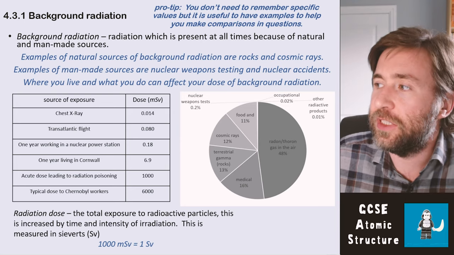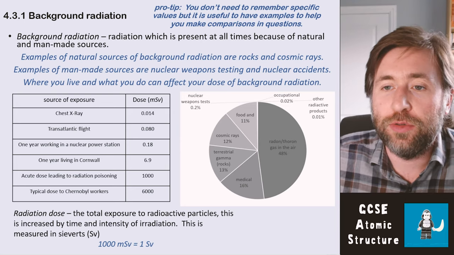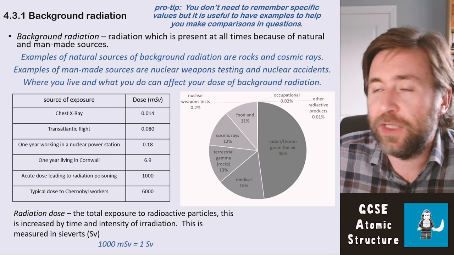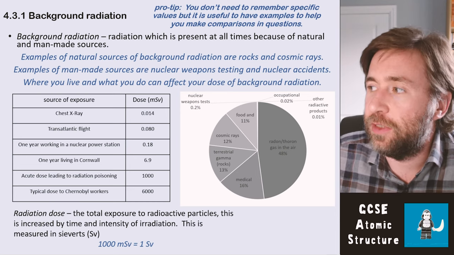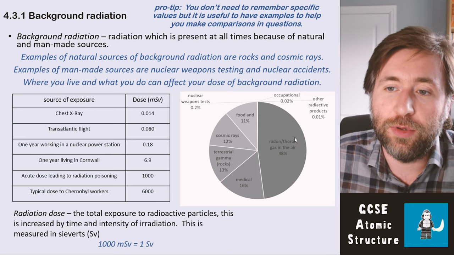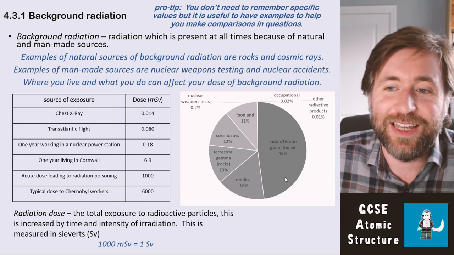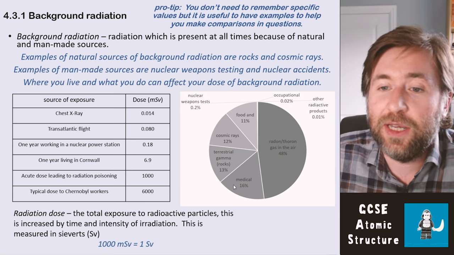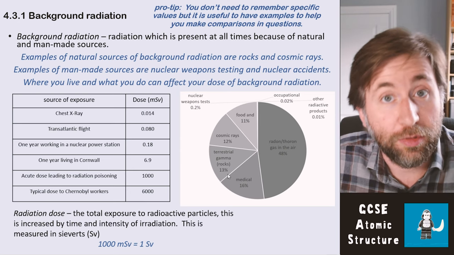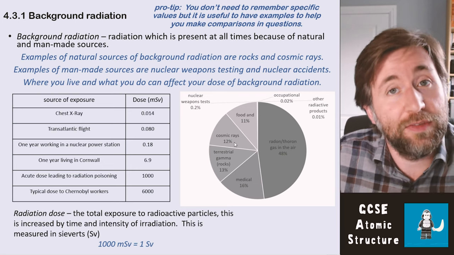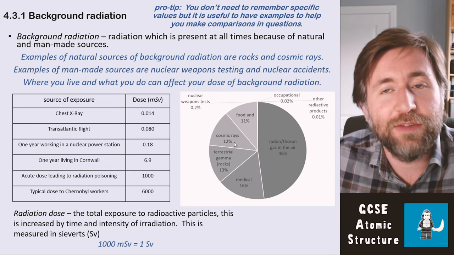You do often see background radiation shown in a pie chart. It's a good example of somewhere where we want to show the proportions of things, we want to show the percentage of certain things, so we use a pie chart. You can see most of the background radiation comes from radon and thoron gas in the air, about half of it. About 15% comes from medical uses, about 13% from the rocks, although that would be higher in somewhere like Cornwall. 12% comes from space, and that would be higher if you're flying in an airplane very high up.